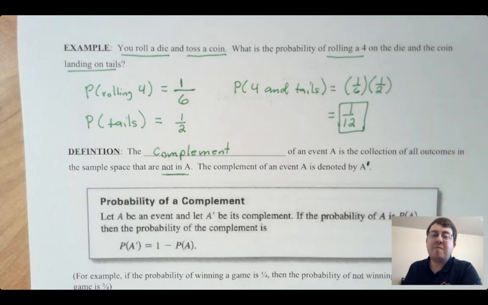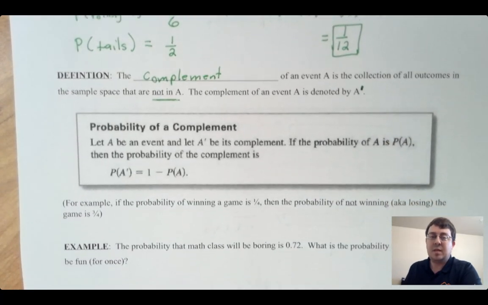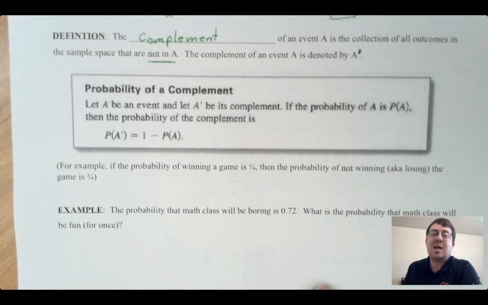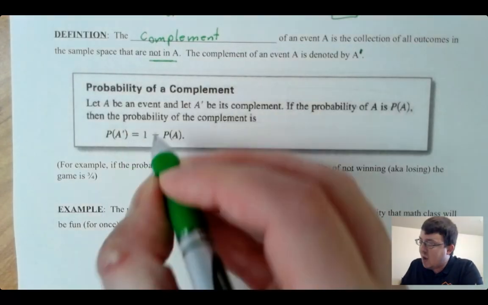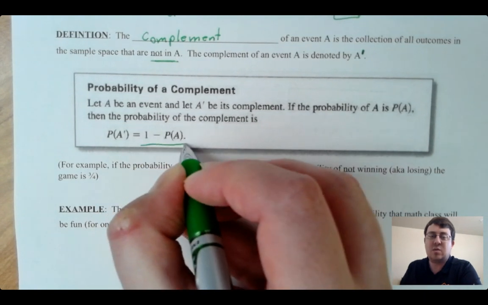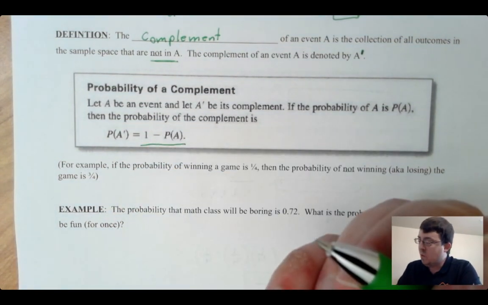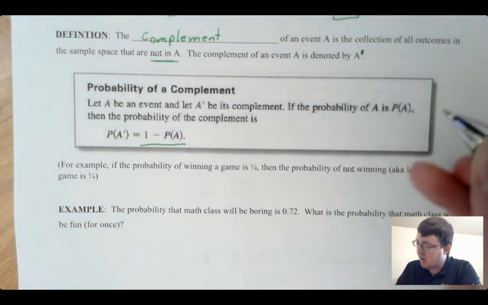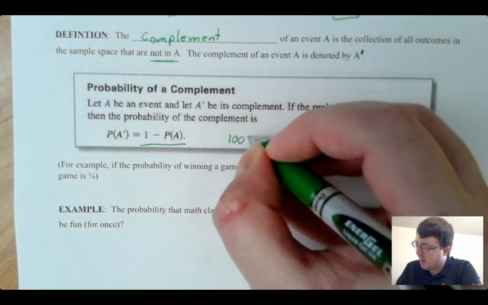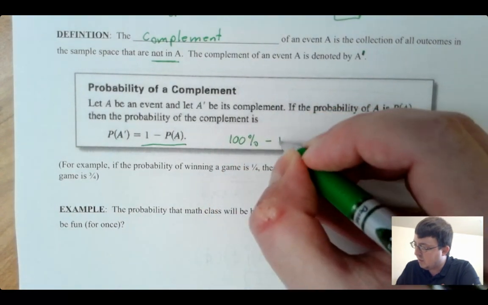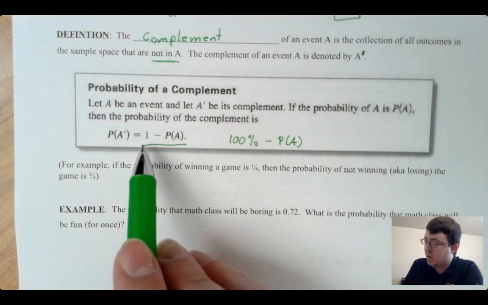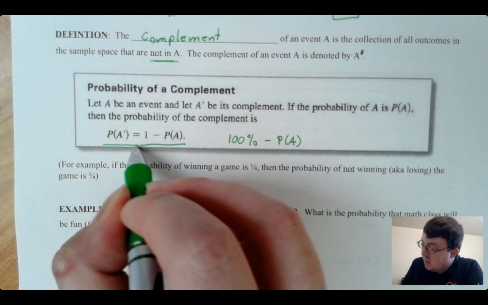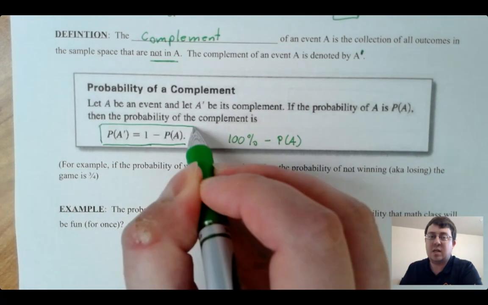So if I want to find the probability of the complement, say the probability that something is not going to happen, all I have to do is subtract from 1, if it's a decimal. Or if you want to think about it as 100% minus the percentage of A, you could do that as well. I like to work with decimals or fractions though, generally, so I usually subtract from 1 and use this probability. This should be common sense.